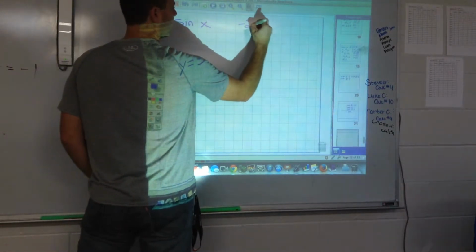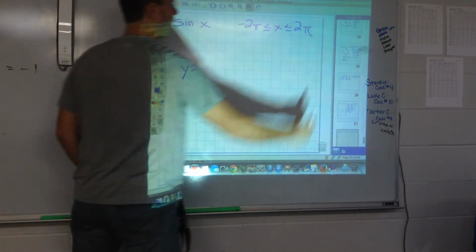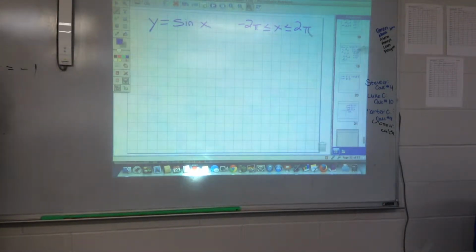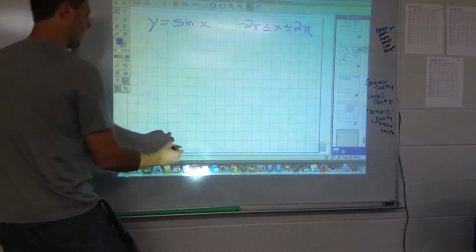And we're going to do it on the interval from negative 2 pi to positive 2 pi. Yesterday, you only graphed it from 0 to 2 pi. Now we're going to graph it all the way from negative 2 pi to positive 2 pi.